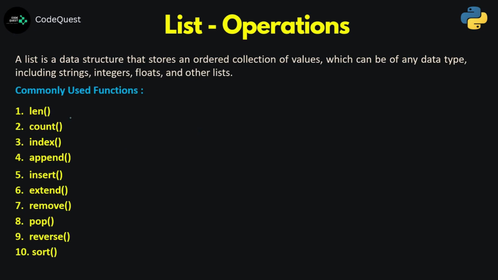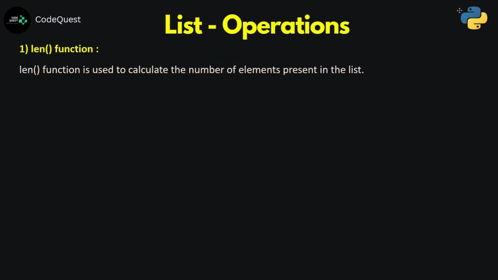Now, these are some commonly used operations or functions, that is len, count, index, append, insert, extend, remove, pop, reverse, and sort. So most of these functions, they go by their name. So we will start with them one by one. Let's start with the first function, that is your len function.